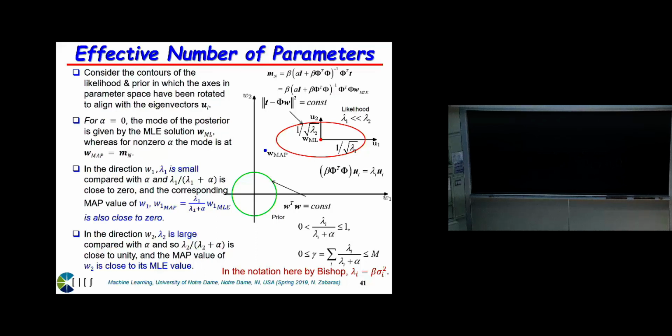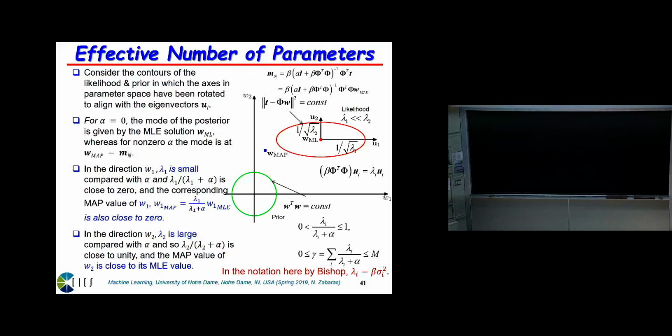If you have problems, it's very simple. Beta phi transpose phi, write it down in its eigenvector, eigenvalue decomposition as a summation of lambda I ui ui transpose, plug it in, and then you will see what I'm talking about. But imagining things sometimes helps.